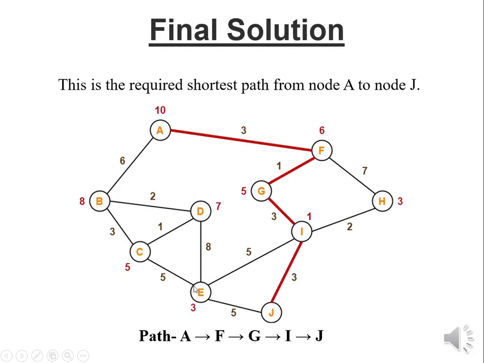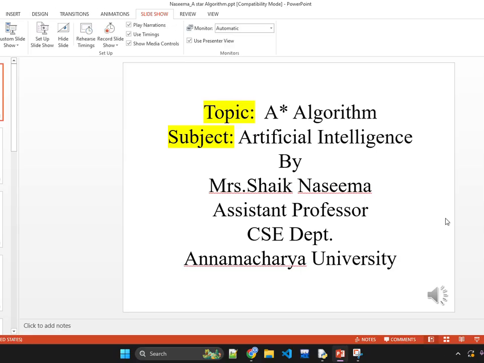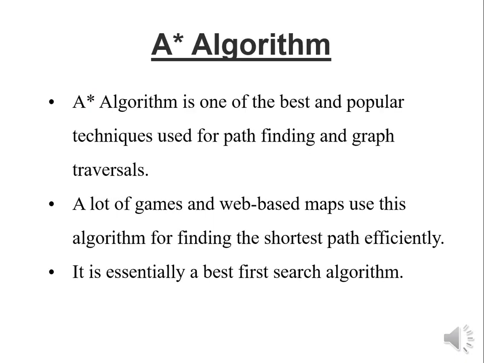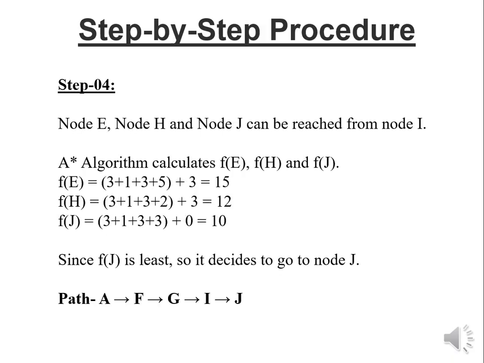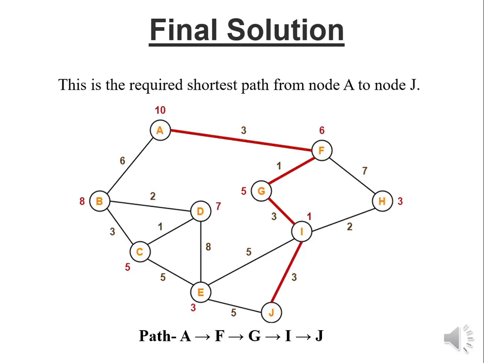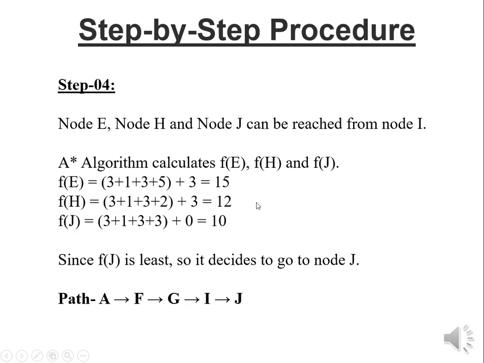As here g of n value, we can see for the E node 15, not only g of n but g of n plus h of n. The total values are 15, 12 and 10. Among these three, which is the minimum one? 10 is the minimum one. So with this we can conclude that our goal node J is reached with the minimum cost value.